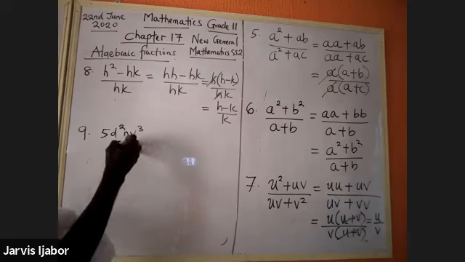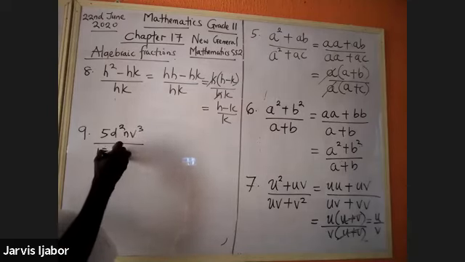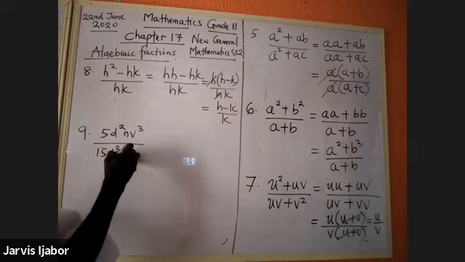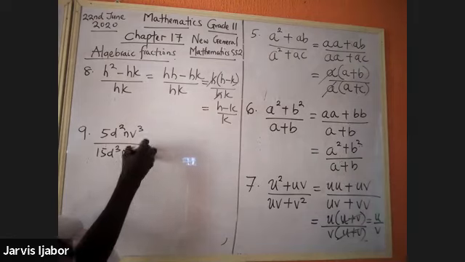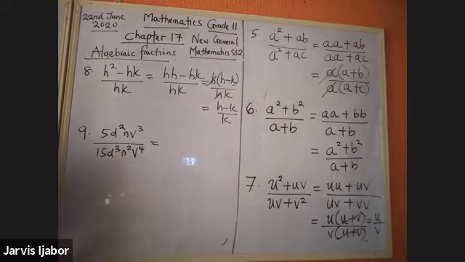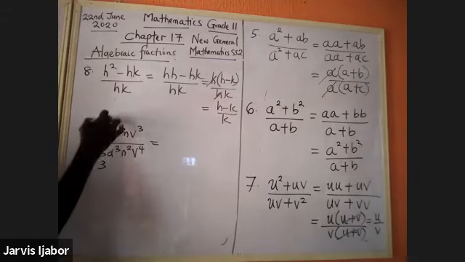V cubed over 15 d cubed n squared over v to the power of 4. Now, question 9 is testing your knowledge of indices. So I'll just start by cancelling this. I have 3 here, I have 1 here.